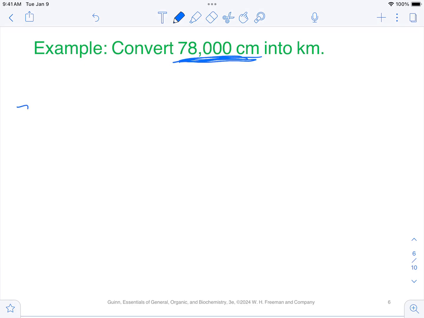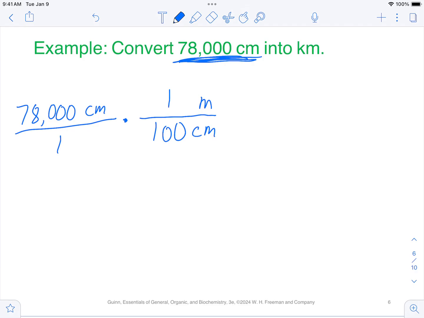Still write down your given. Still put it over 1. Still put a multiplication sign. Still cross over units. Whatever's on top goes on the bottom. Now, it is possible that you can put kilometers on top and do this in one step. However, I want to show you this intermediate step because you might not know how many centimeters are in a kilometer too easily. But you should know that we can go to meter pretty easily and that there are 100 centimeters in a meter.